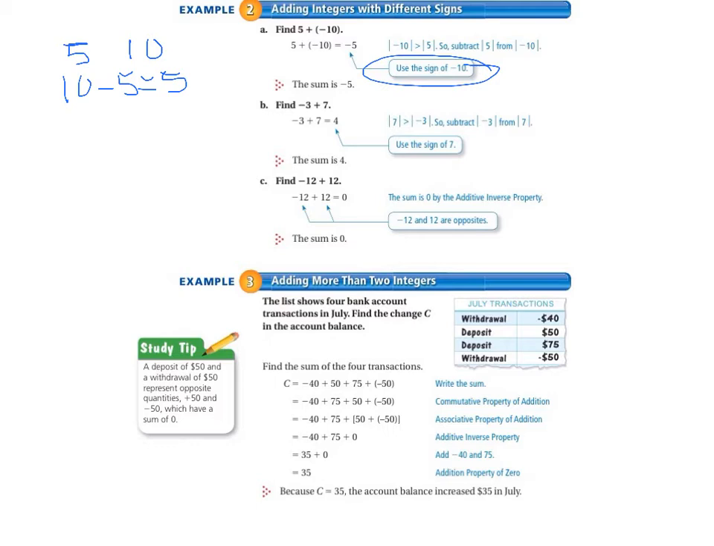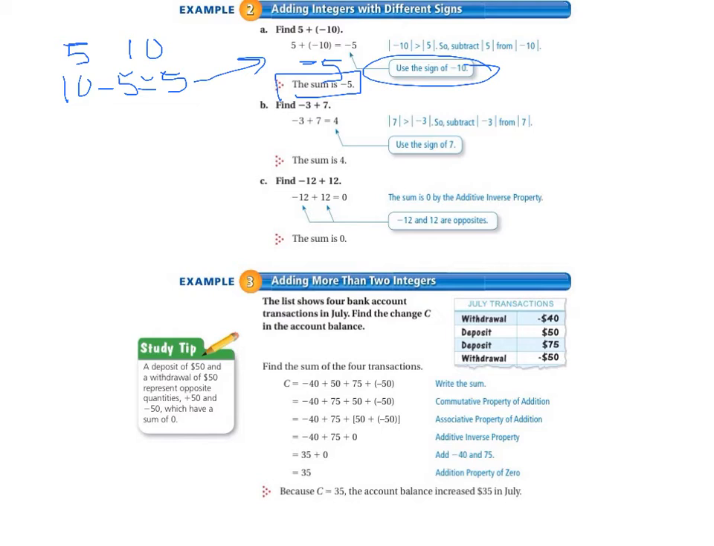So you'll see that 10 is negative, so our 5 comes over here for the answer, and we put a negative sign in front of it. So the sum is negative 5. So let's try that again with the next one.